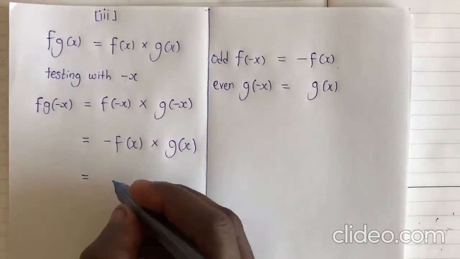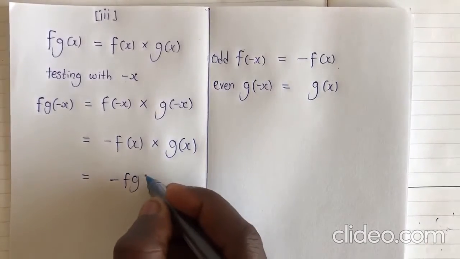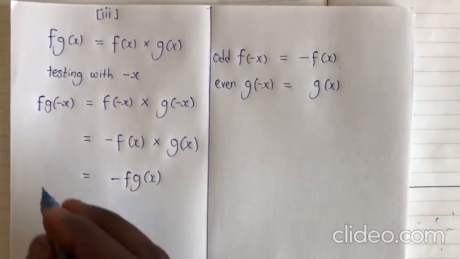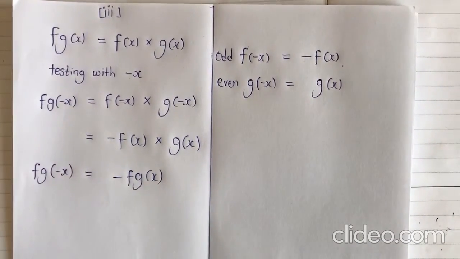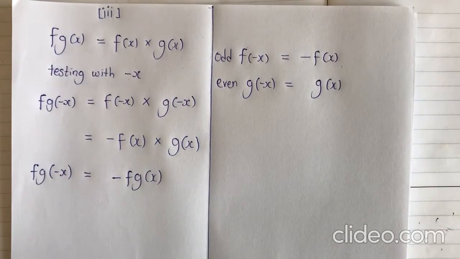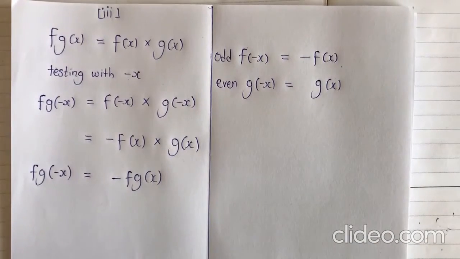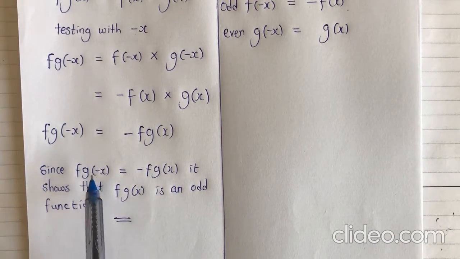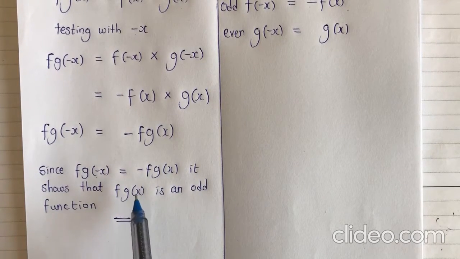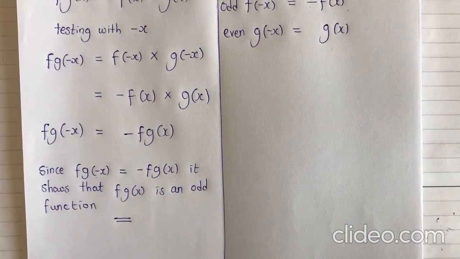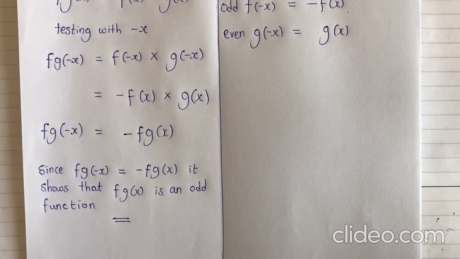The result is going to give us minus fg of x. So now the fg of negative x is equal to minus fg of x, and this is an odd function. Remember, all odd functions are generating a negative result. Okay, so now you write your final statement by saying that since fg of negative x generated minus fg of x, it shows that fg of x is an odd function. So this is for the product function.